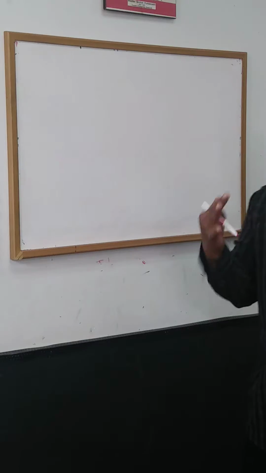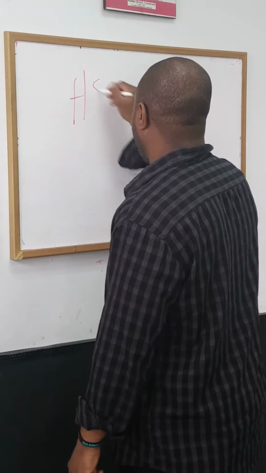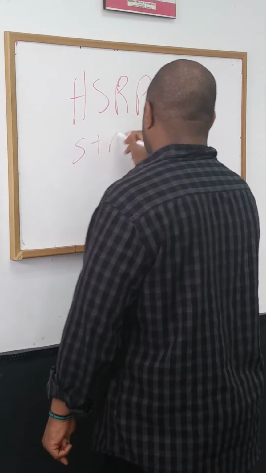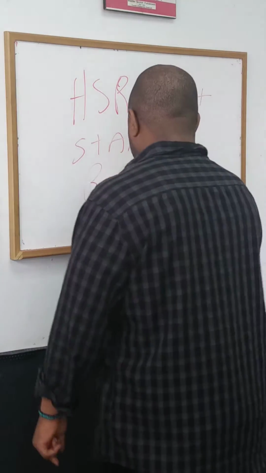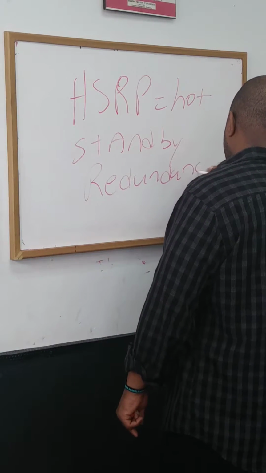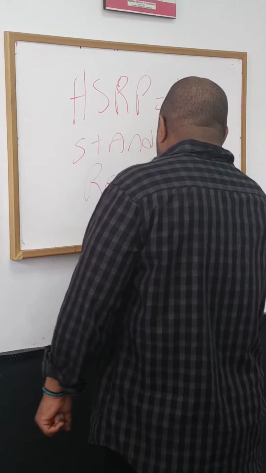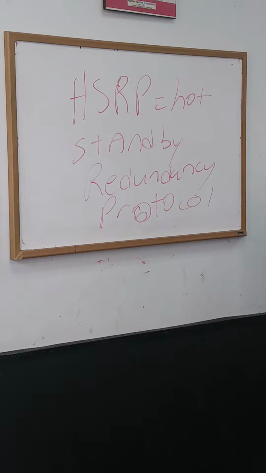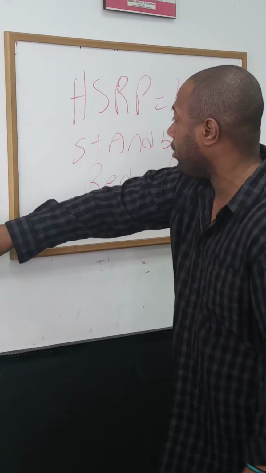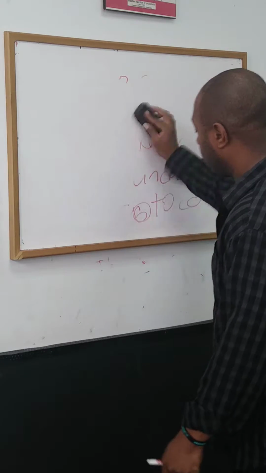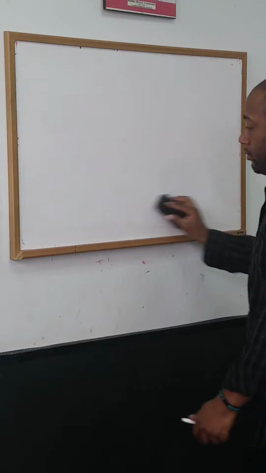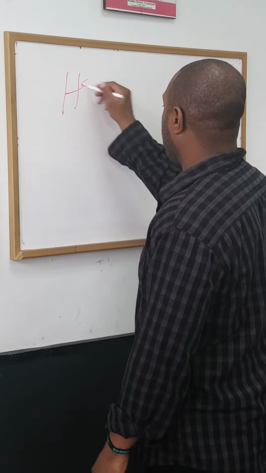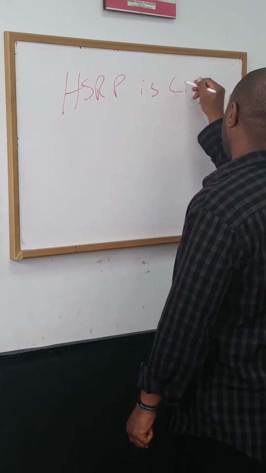There are three first hop redundancy protocols. The first one we are going to call HSRP, and HSRP stands for Hot Standby Redundancy Protocol. Hot Standby Redundancy Protocol is Cisco proprietary, which means that it can only be used on a Cisco router or, if I'm not mistaken, a layer 3 switch.